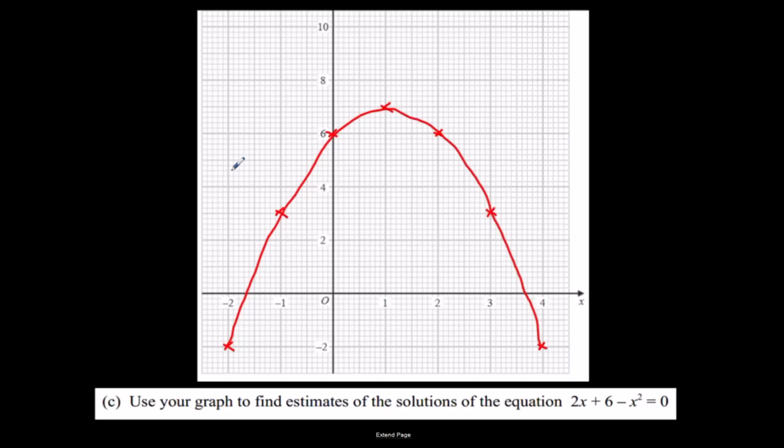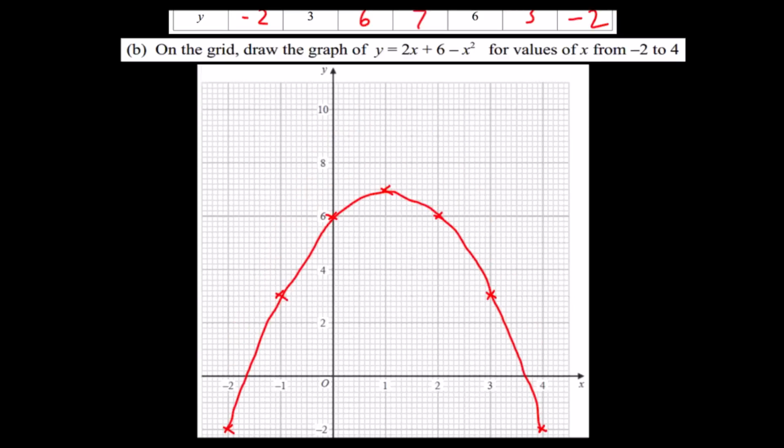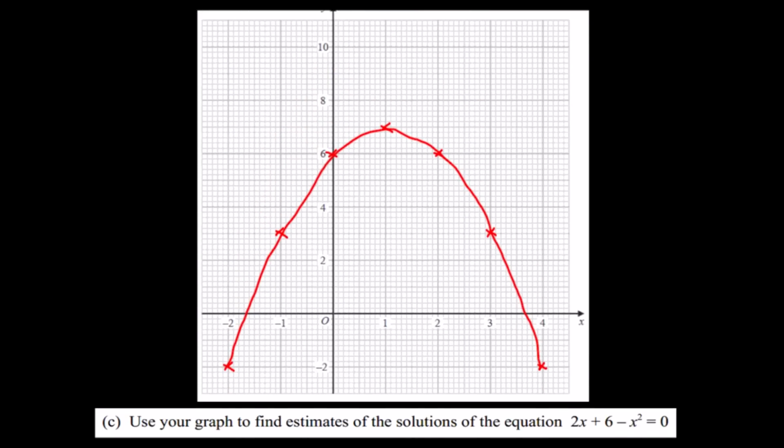Use your graph to find estimates of the solutions of the equation 2x plus 6 minus x squared equals 0. They're the roots of the equation. That's where it crosses the x-axis, where y is equal to 0. So we can just read off our x coordinates. I've got minus 1.7 and 3.7.